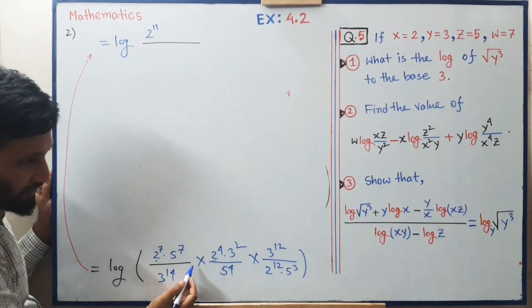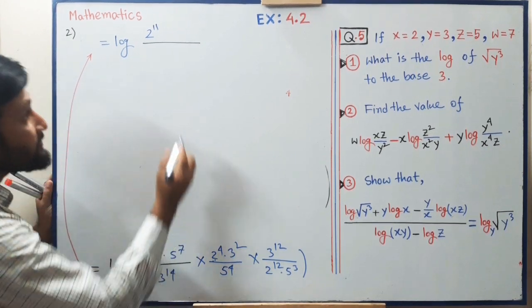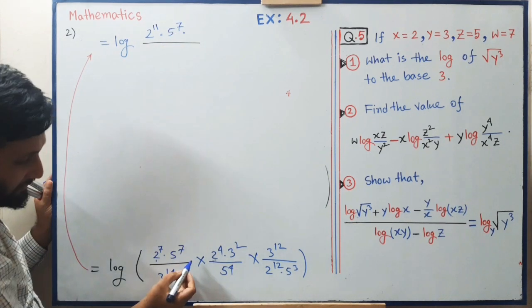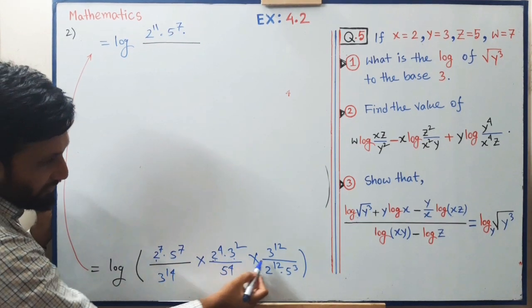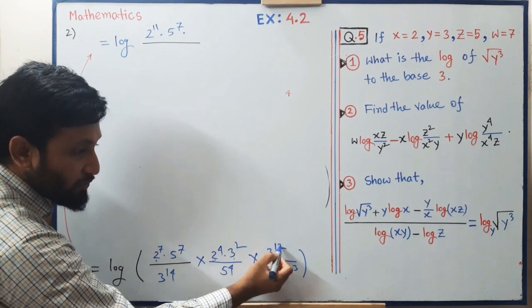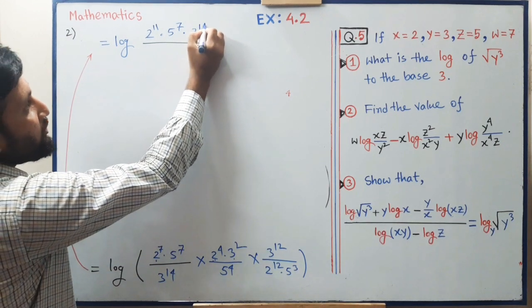And then in the numerator here, a single 5, so you can write 5 to the power 7 into 5 to the power 7. Then here see the terms 3 square and 3 to the power 12. The powers are 2 and 12, so 12 plus 2 is 14. So you can write 3 to the power 14.